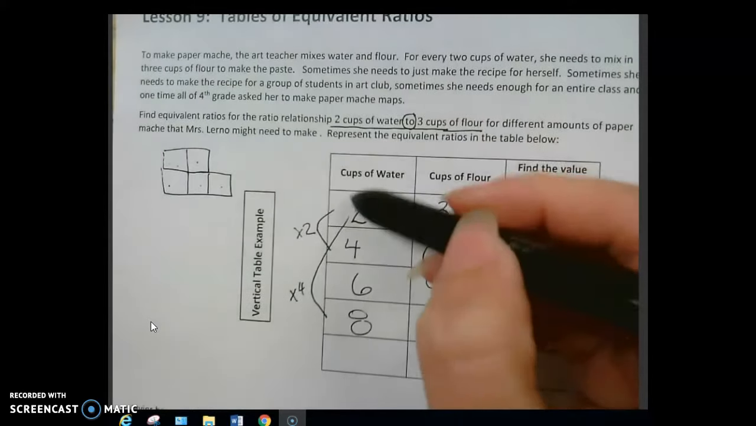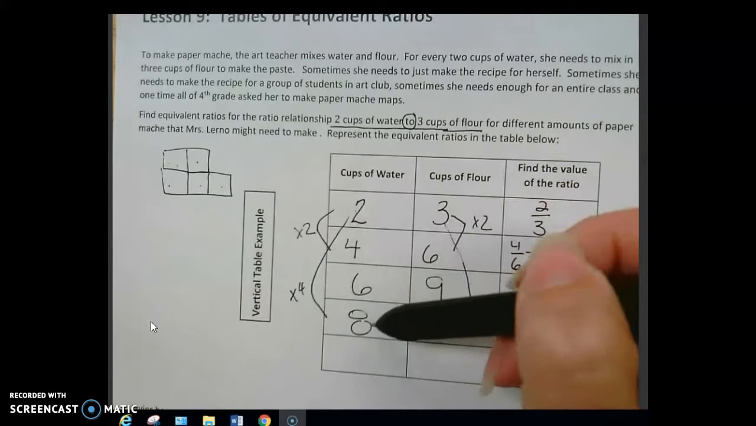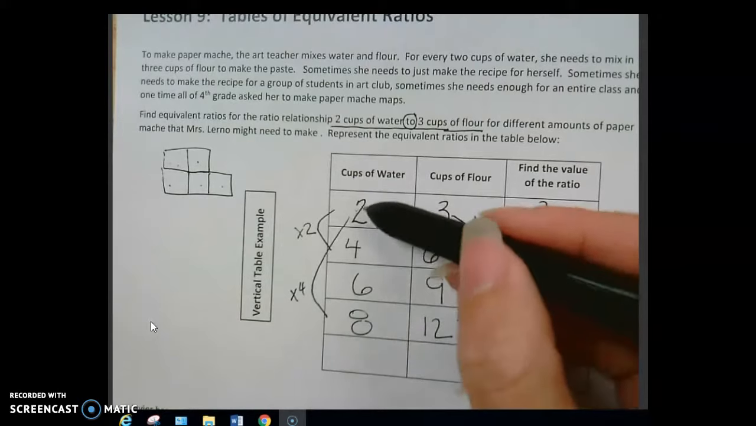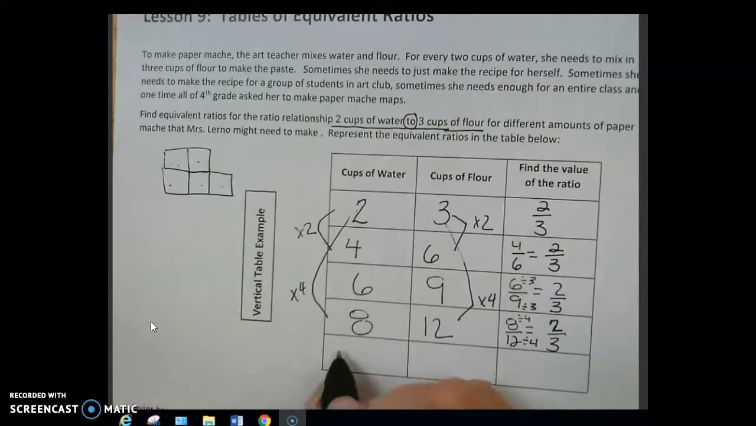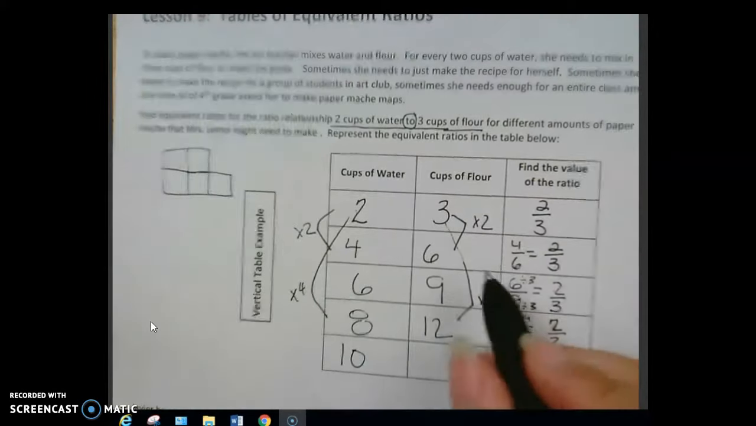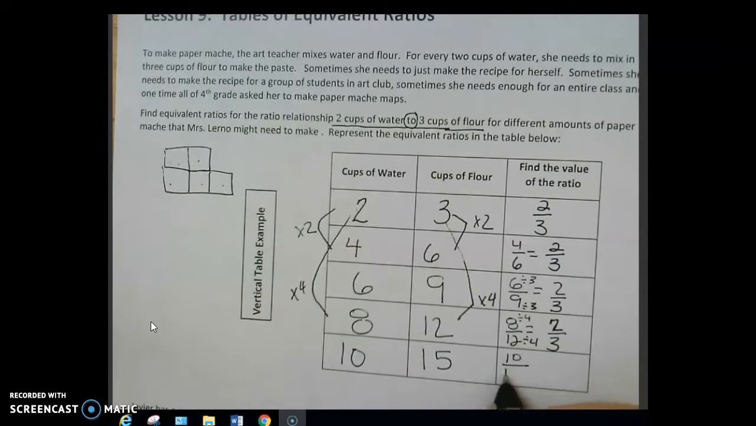When you're making the table, you can use these strategies, or once you get it going, you might pick up on a pattern and be able to utilize the pattern to get further equivalent ratios. So I notice this column is going 2, 4, 6, 8, so the next one would probably be 10. Over here, it's going 3, 6, 9, 12, so I see a pattern of +3, +3, +3, +3, so this one would be 15. Then just to make sure that I did it correct, 10/15, if I simplify that, divide by 5, I get 2/3.